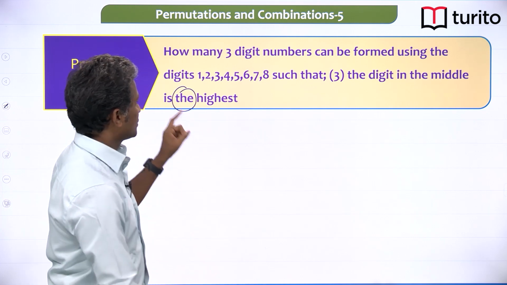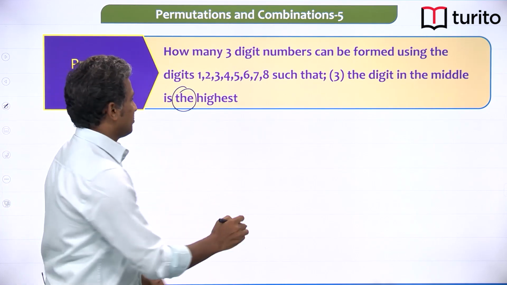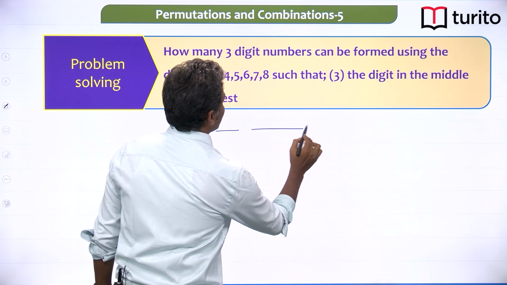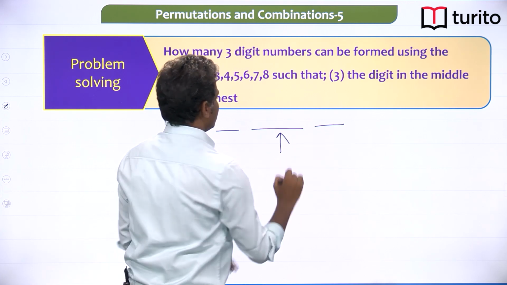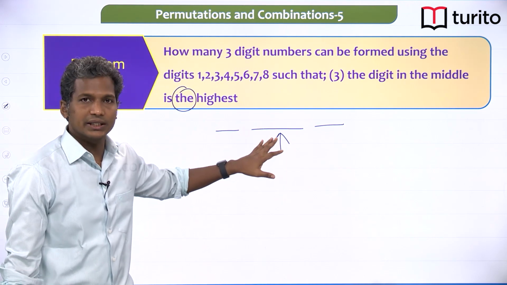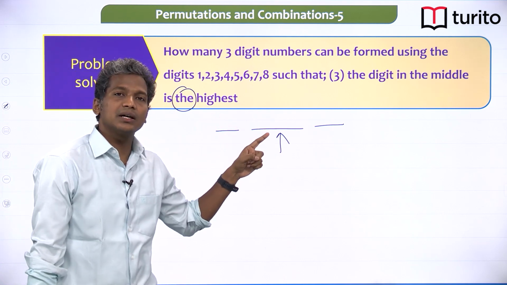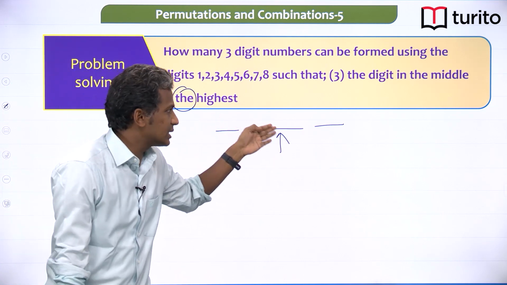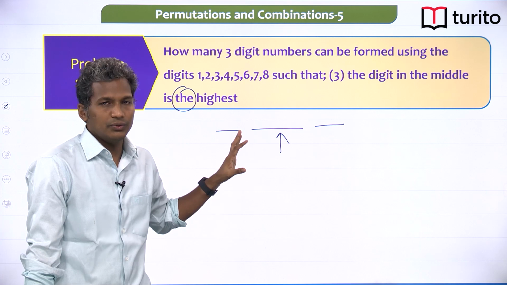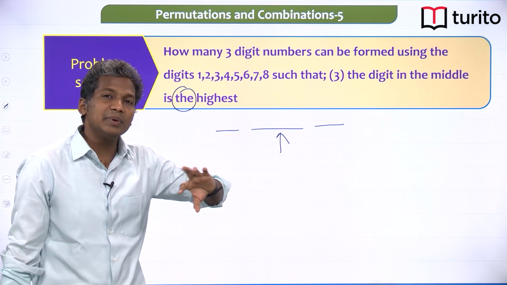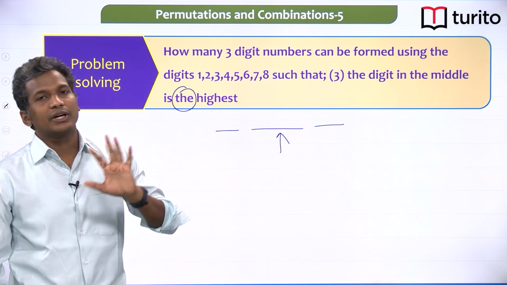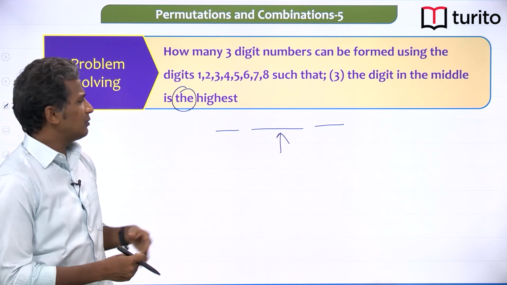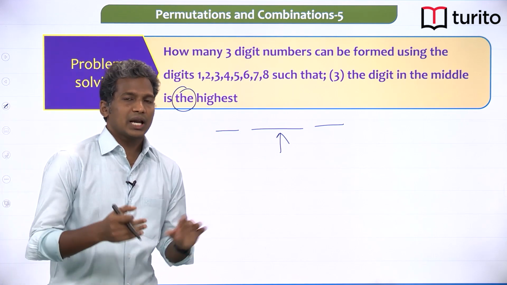So, that means the middle digit must be the highest digit. This is our target. Now, other digits of course have to be lesser than this in terms of value, but other digits can be the same or they can be different also. Now, let us explore this, let us try to calculate.